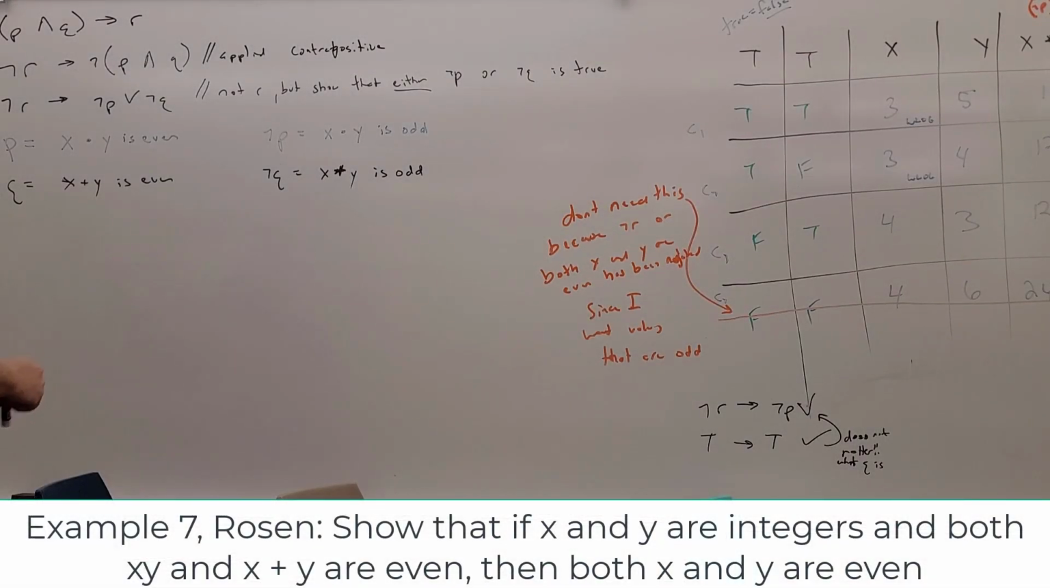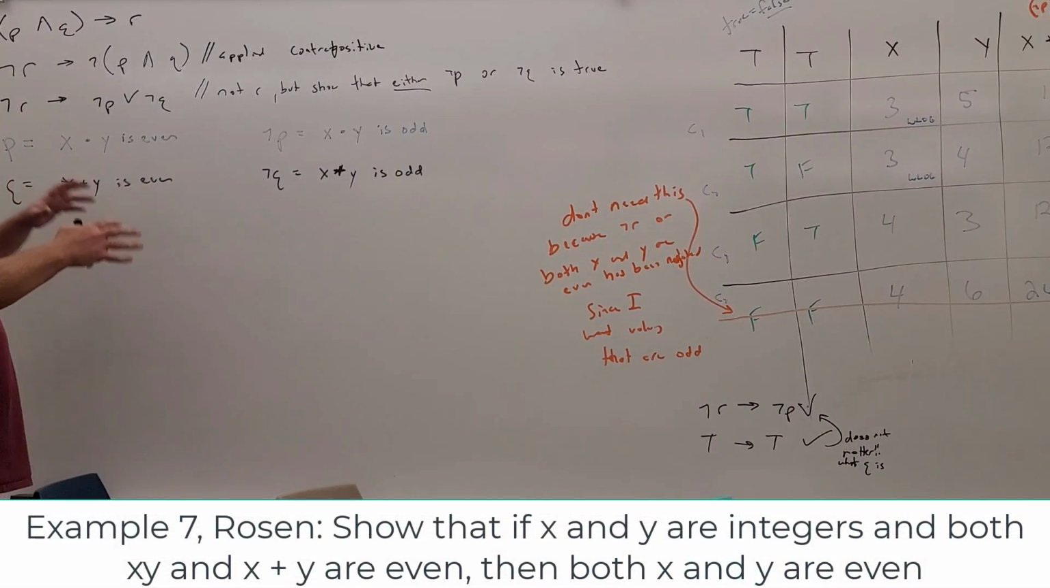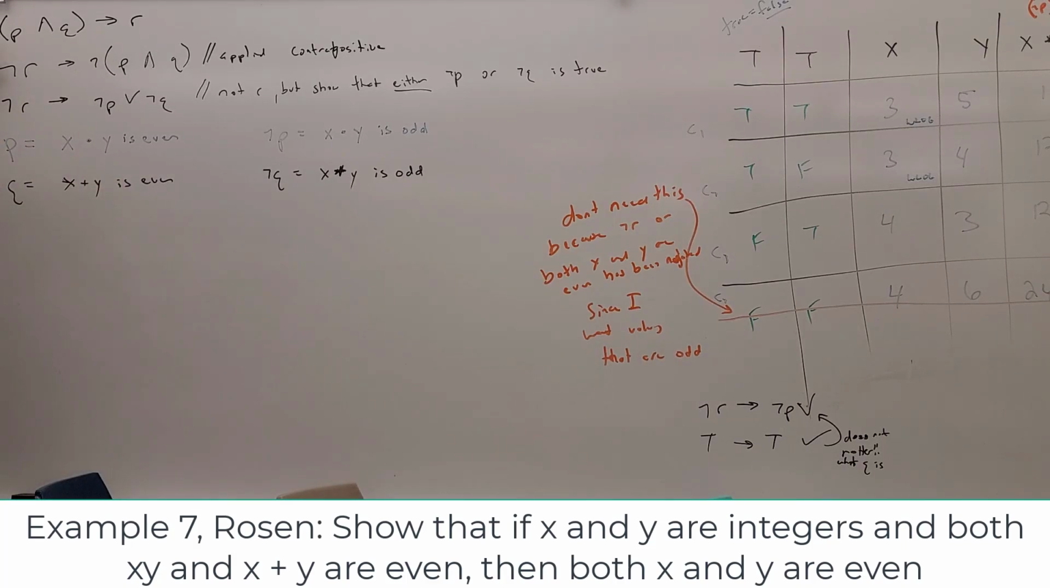So we're back to the gritty version of this. First of all, when we're given the original setup, we're given this as our P portion of the statement, and the Q portion is that they're even. Then we have our result: both X and Y are even. So again, this is our X times Y, this is our X plus Y, both of them end up being even, therefore both X and Y are even. So that's the original setup.